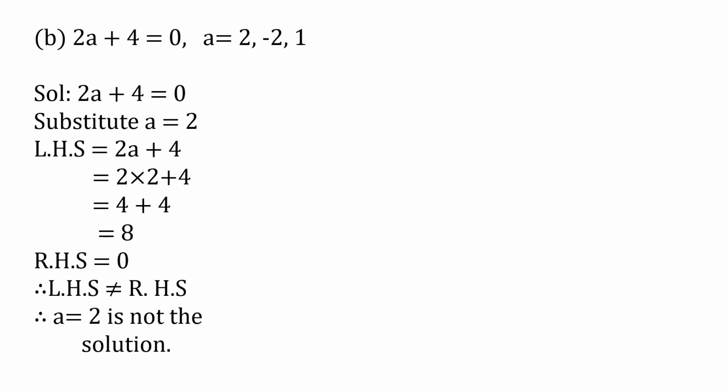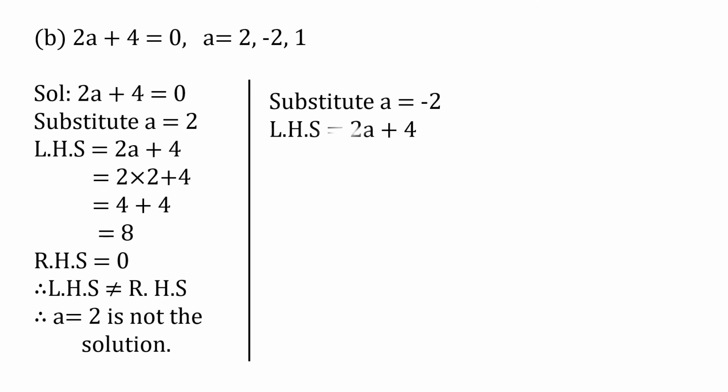So now let's substitute a is equal to -2 and find out whether it is solution or not. So substitute a equal to -2. So write down the left hand side expression, that is 2a plus 4 first. So in place of a, replace as -2. So 2 into -2 plus 4. So 2 into -2 will give you -4 and plus 4 you'll write. So -4 plus 4, student, it will get answer as 0 over here.